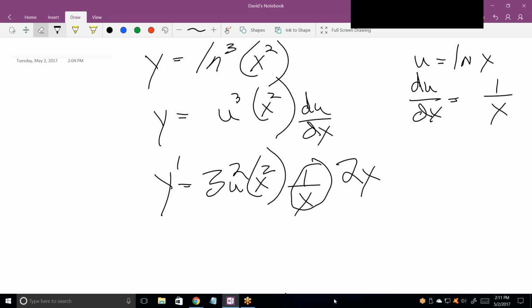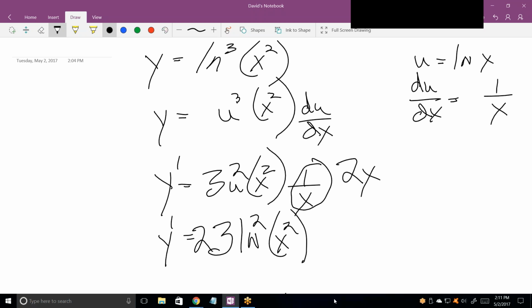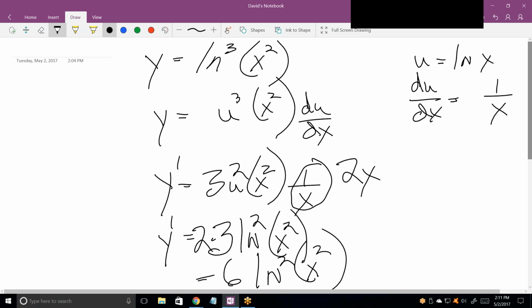Now I should be able to combine it all. So y prime equals 3. U is natural log squared of x squared times 1 over x times 2 over x. That's times 2. So my final answer should be this at the bottom. 6.